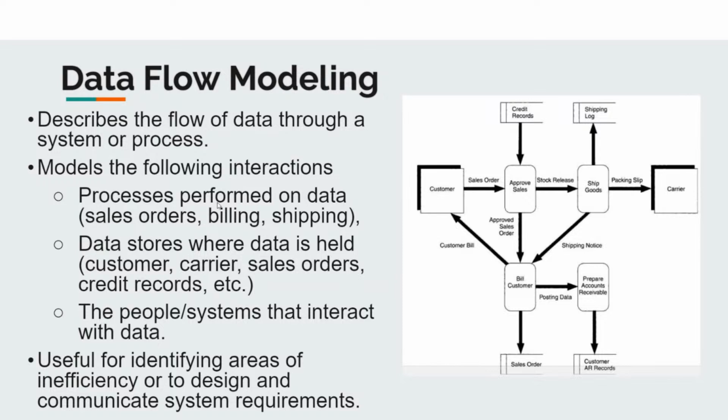So it models the following interactions: processes performed on data, where the data is held. So things here like customer information being held in a customer table, carrier sales orders, and so forth. And then the people and systems that interact with the data. So not just the processes and the data, it's how people interact with it. This is really important.